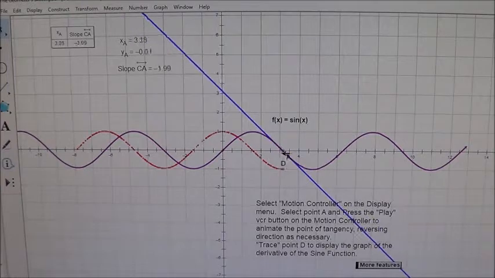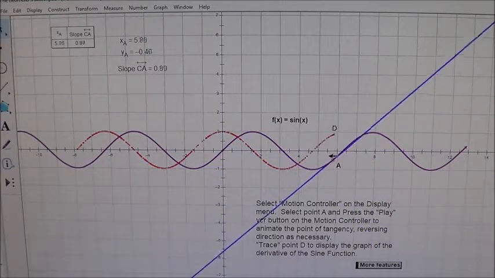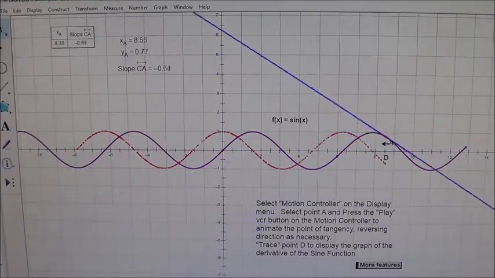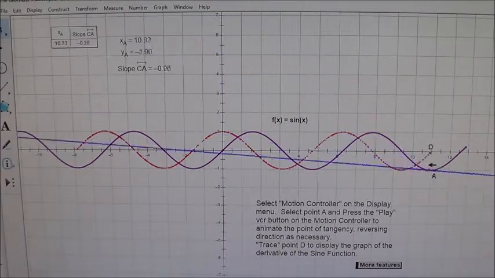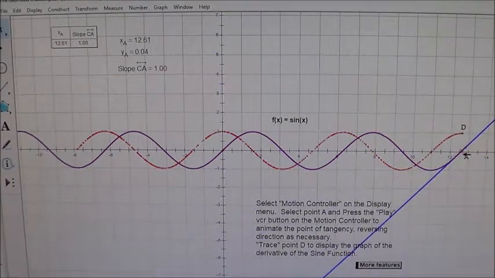through the sine curve. Notice what kind of curve is being traced out by the derivative. Look at this derivative function. The red graph here is the derivative function. What graph does that look like?